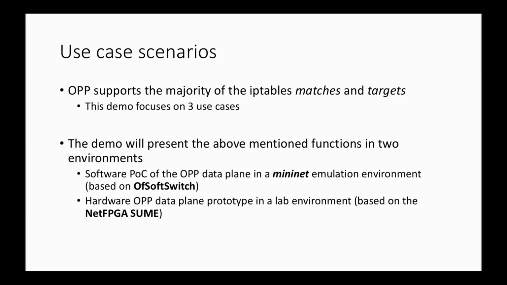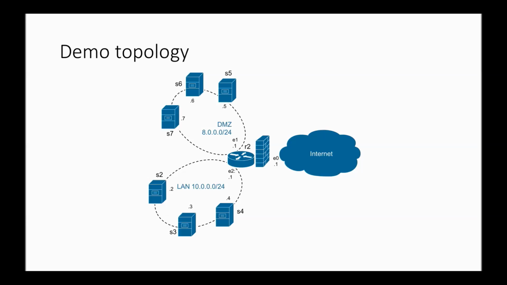In this demo, we present three use cases that are executed in both software and hardware implementations of OPP. We assume a simple network topology consisting of an OPP switch that acts as an iptables router interconnecting a private LAN and a DMZ with the public internet.